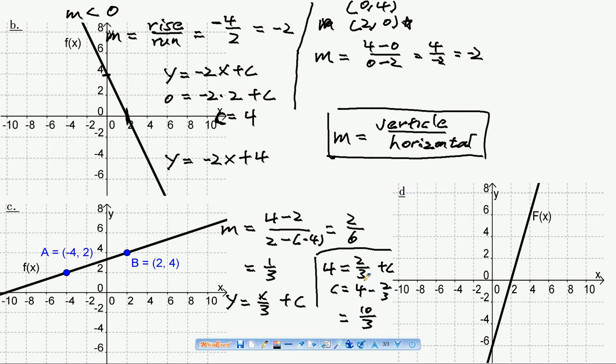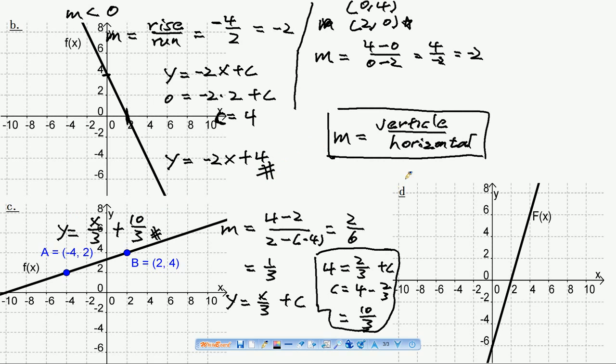I think in year 11, you're able to do this kind of math, so I'm not going to explain it anymore. So c is 10/3, and our equation will be y equals x divided by 3 plus 10/3. Okay, this is your final answer.